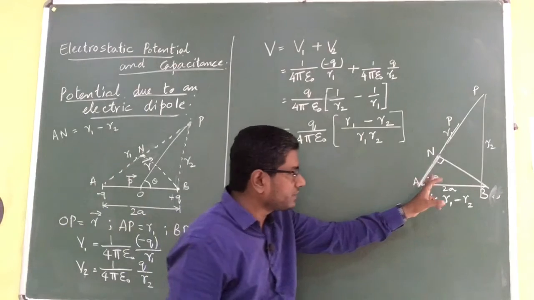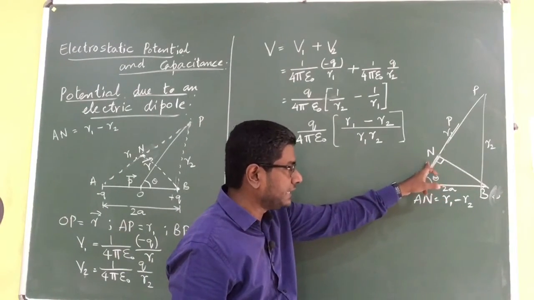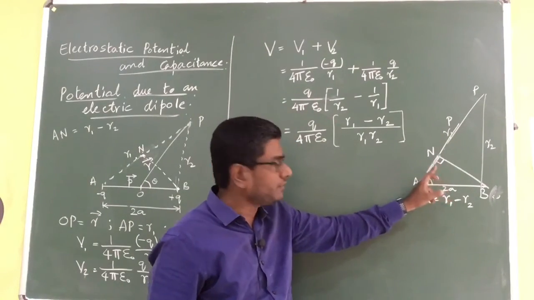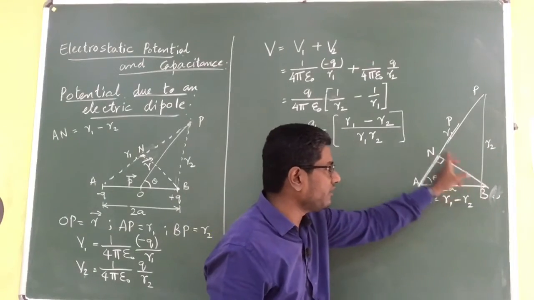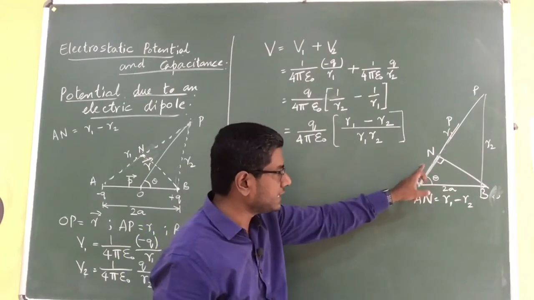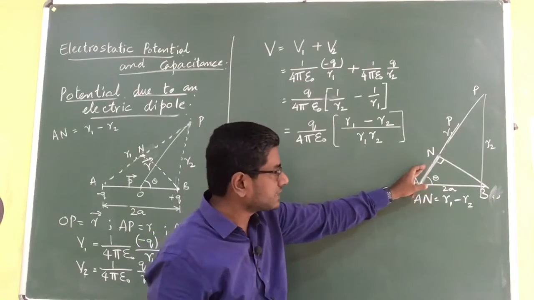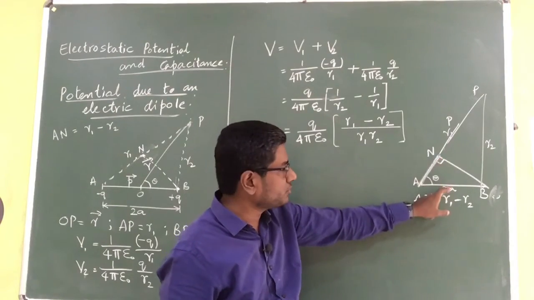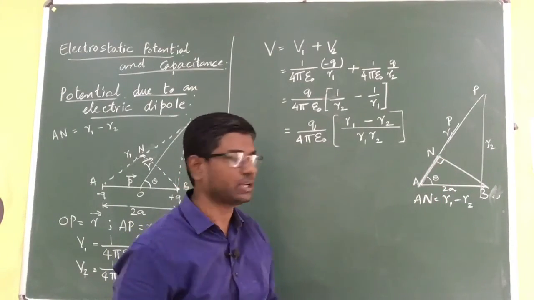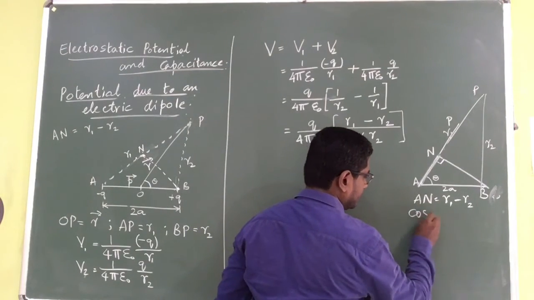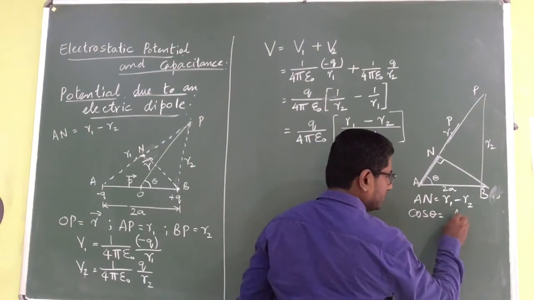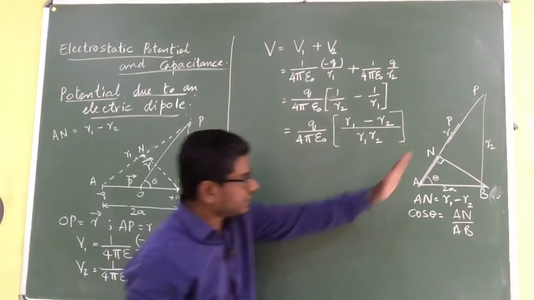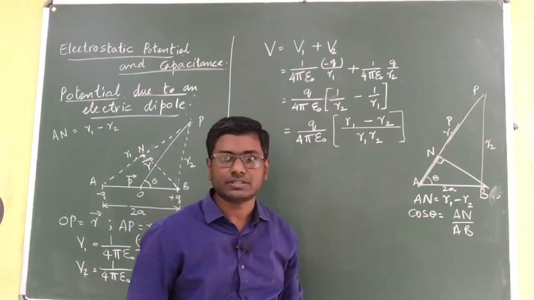Now just observe that for theta, this line AN becomes the adjacent side. If I was interested in BN, that would have become the opposite side. But in this case I am interested in this side, and this side is adjacent to this theta. This angle is 90 degrees, so this becomes my hypotenuse. So what am I going to look for? I am going to look for cos theta. Cos theta will be equal to AN by AB, adjacent by hypotenuse.